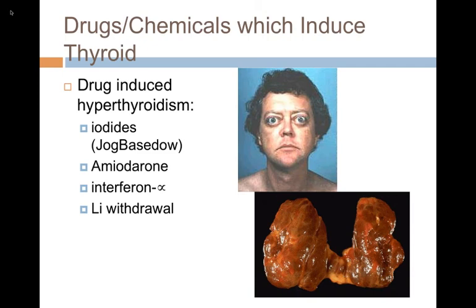Things that will induce the thyroid hormone are iodides. Remember, they can do either one. Hyperthyroidism caused by too much iodide is called Jod-Basedow syndrome. Amiodarone, again, like an iodide, can cause both hyper or hypothyroidism, as can interferon. Lithium, remember, inhibits thyroid from working. So if you abruptly withdraw lithium, you can get a drug-induced hyperthyroidism.